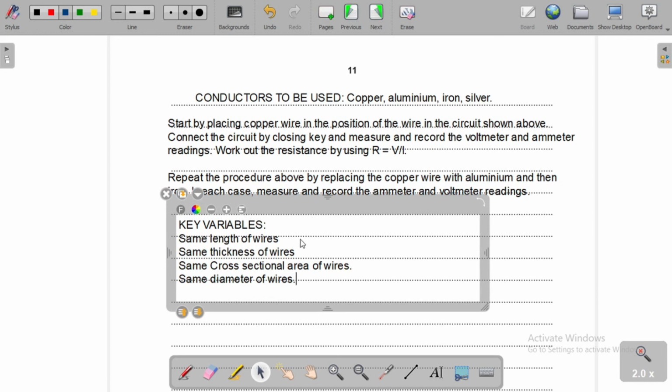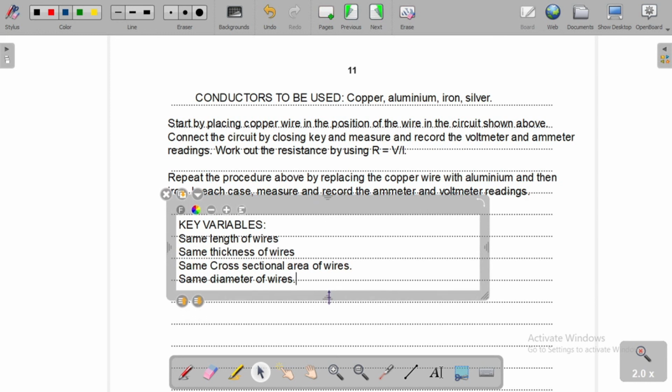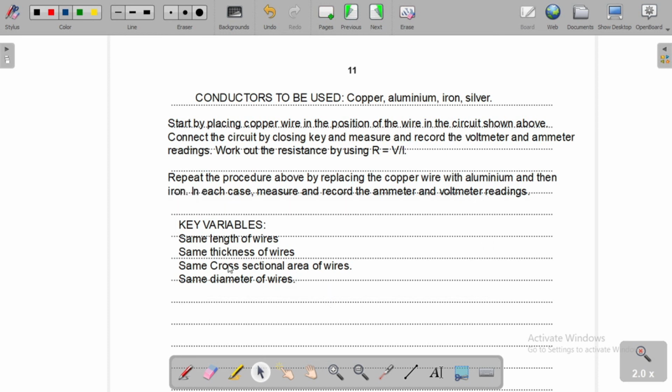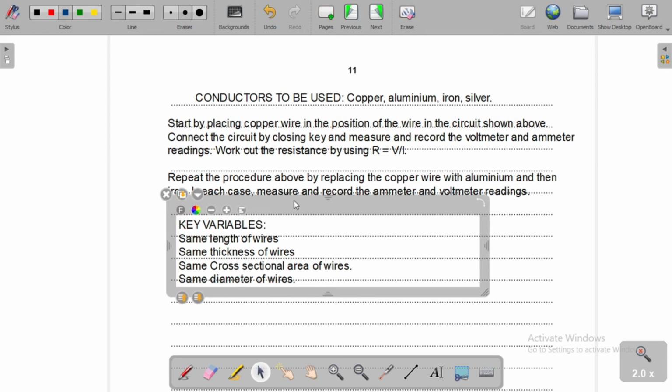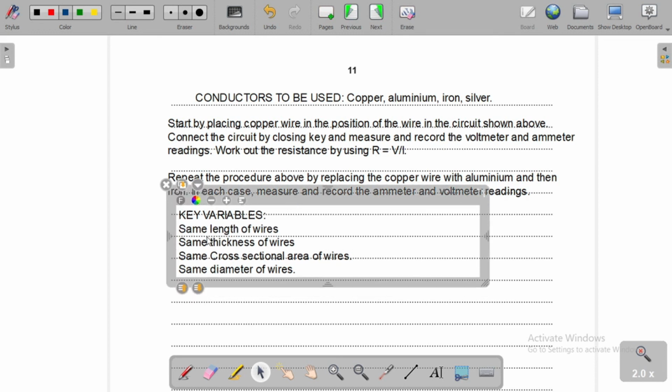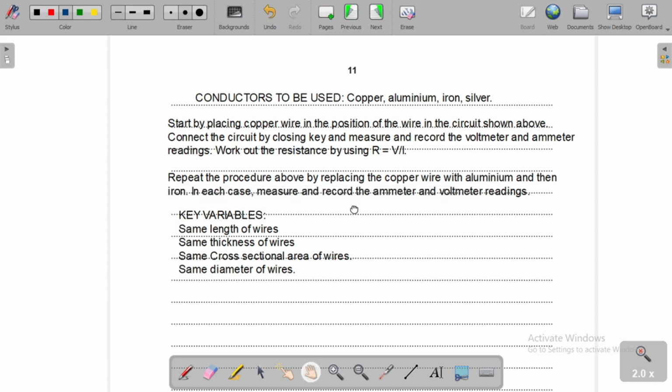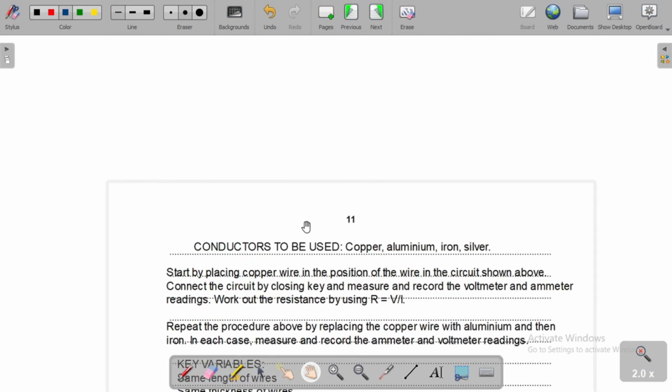Now, by saying same length of wires and same thickness of wires, that is okay. Same thickness and same diameter may be confused to mean the same thing, but I would advise you, if you are picking same length of wires, pick same thickness of wires. If you are picking same cross-sectional area of wires, then also add same diameter of wires. So let's go to the next one. What was the next question there?